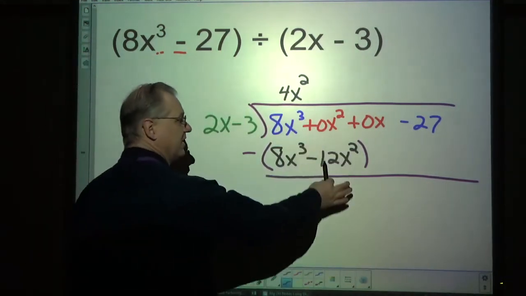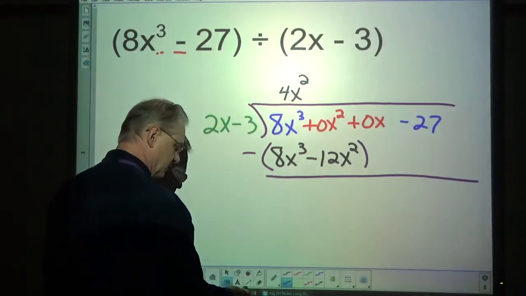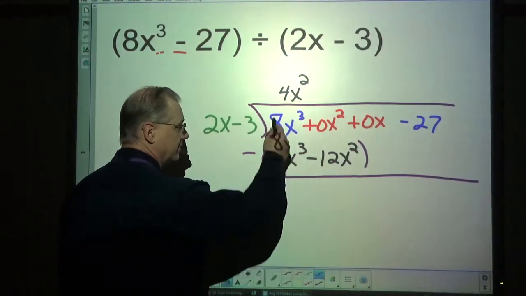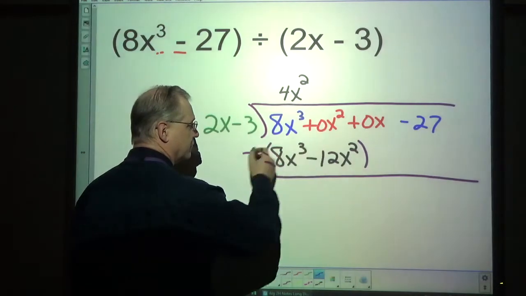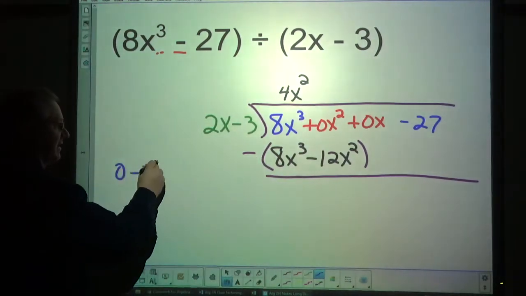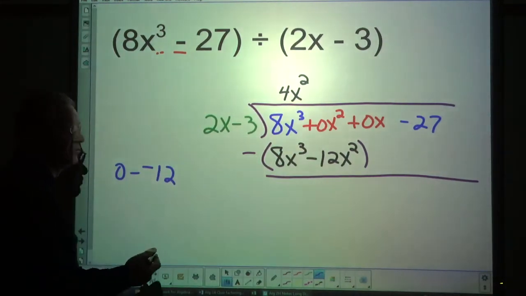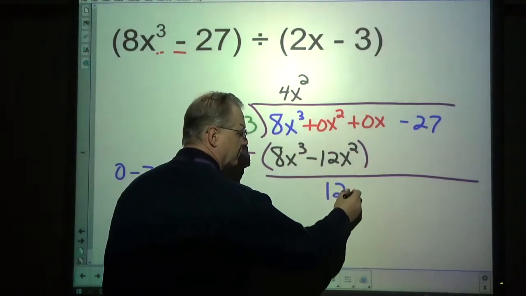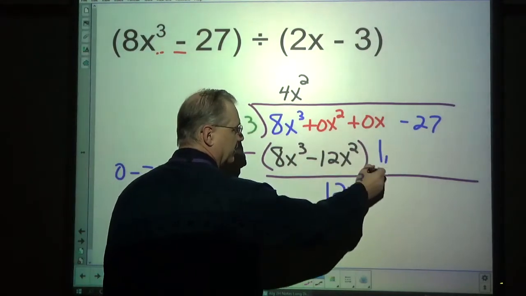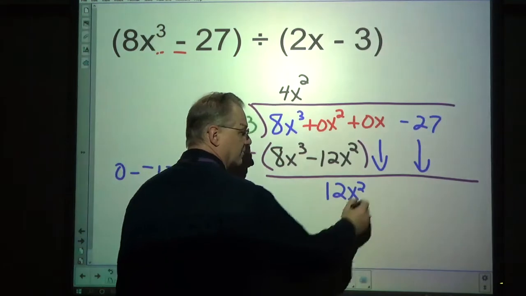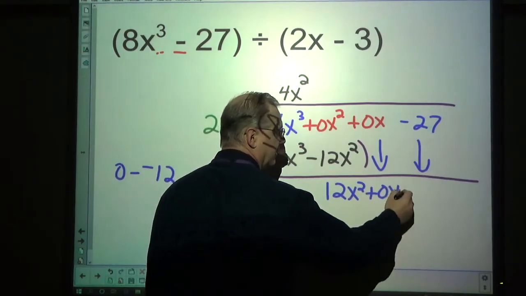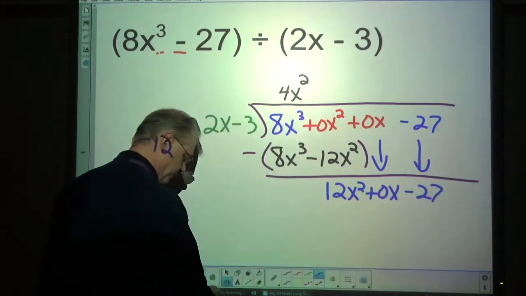This is just a placeholder. I'm going to combine straight down. This cancels. 0 minus negative 12 is positive 12x squared. I'm going to bring this straight down and this straight down. I'm just going to put plus 0x minus 27.